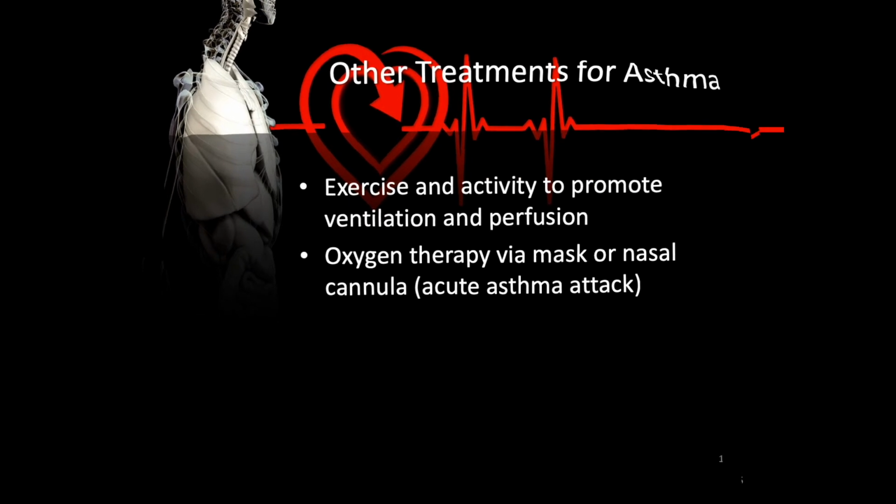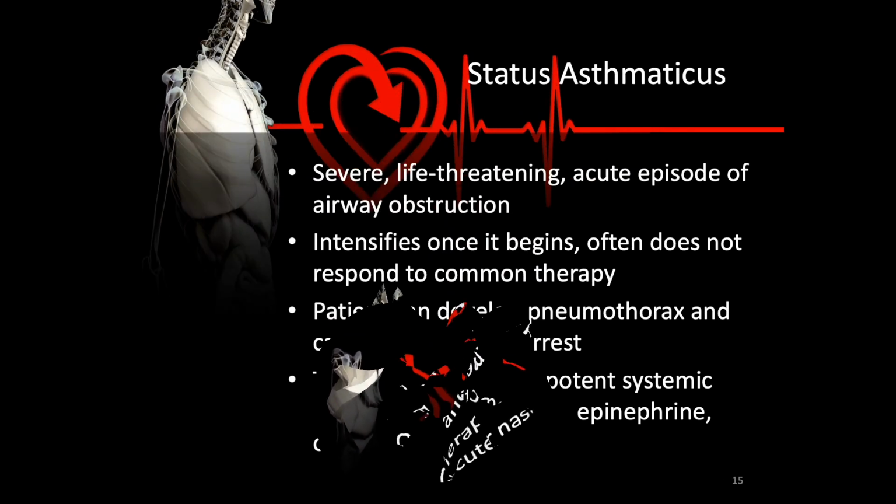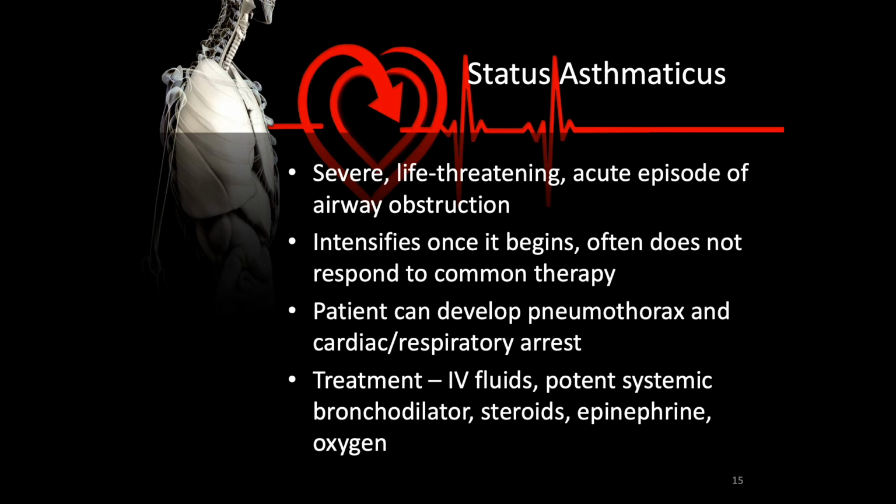A type of severe, life-threatening acute episode of asthma is known as status asthmaticus. This is an episode of airway obstruction that intensifies once it begins and does not respond to the usual type of therapy. This means the patient can develop such complications as pneumothorax or respiratory and cardiac arrest.